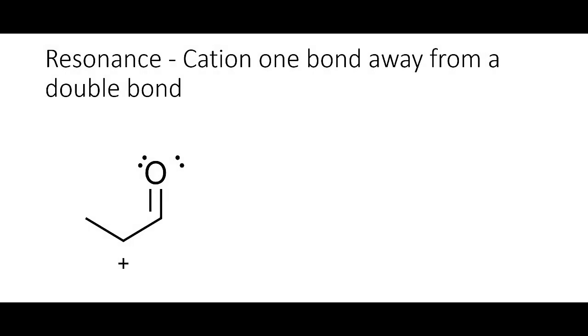In our second resonance scenario, we have a cation that is 1 bond away from a double bond. We would start building the resonance structure by moving the double bond electrons to fill the vacancy where the positive charge is. In the resulting structure, the carbon's valency has been filled by the double bond, and the positive charge now resides on the oxygen.